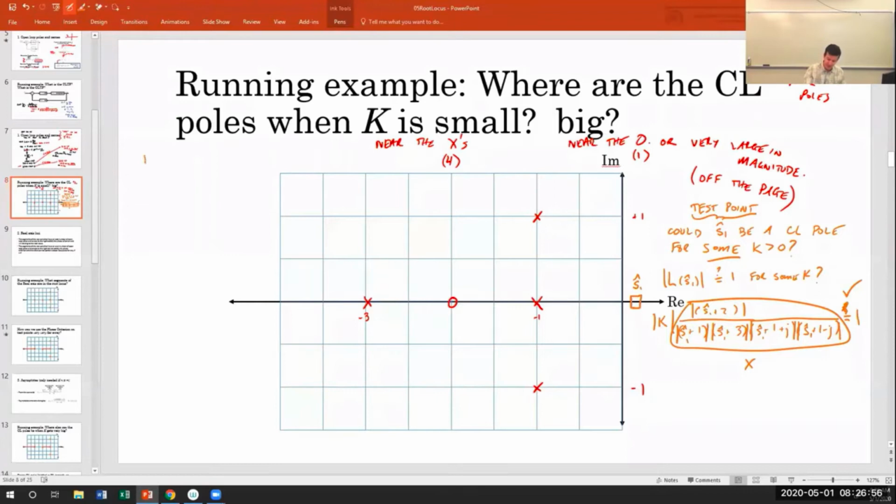So the next step is, does it pass the phase criterion? Let's review what the phase criterion is. We are looking for, does the phase of L of S hat equal plus or minus 180? If yes, then it will pass both criteria, and S hat 1 will be a valid closed loop pole location. Okay, so let's check it out. The phase of L is, again, the phase of K times this big old function.